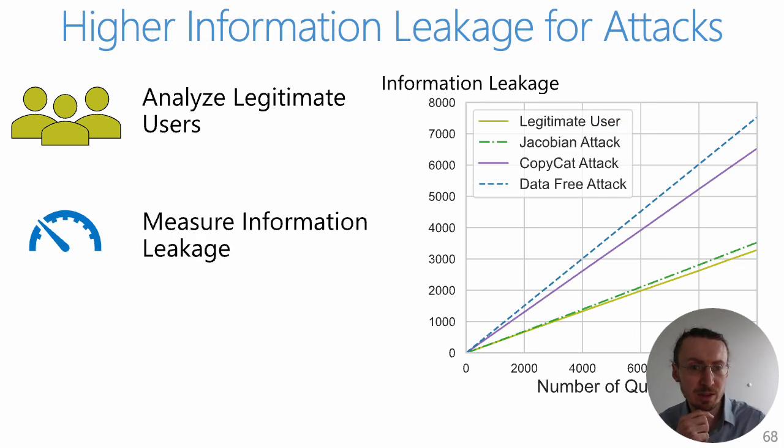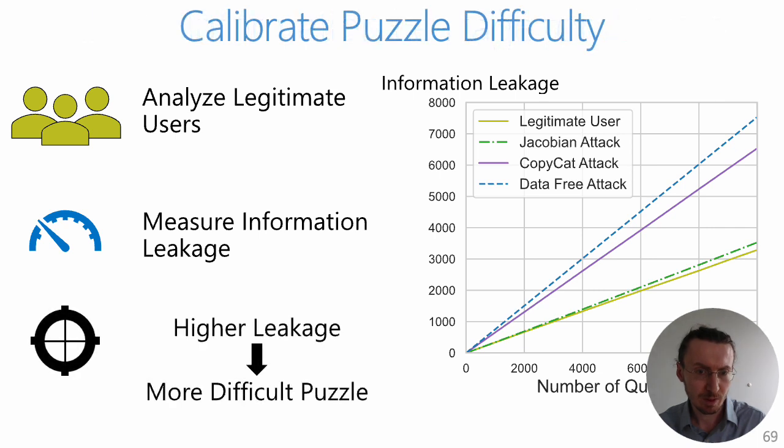Next we measure the cost of queries for a given user, and what we observe is that standard model stealing attacks such as Jacobian, copycat or data-free model extraction incur much higher information leakage than legitimate users. Finally, we map the information leakage to the puzzle difficulty. The higher the privacy deviation of a given user, the more difficult the puzzle that is sent to the user.